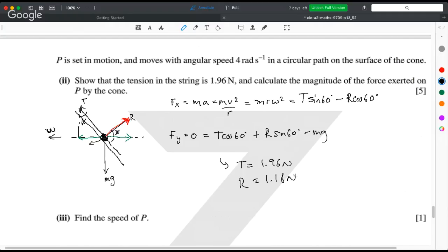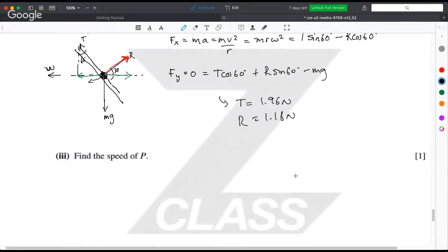Okay. Now they want us to find the speed of P. Well, this is very easy for us, because we know that v is equal to r omega. That's why it's only worth 1 mark. So you just take r, multiply it by omega, and you get 1.39 meters per second.